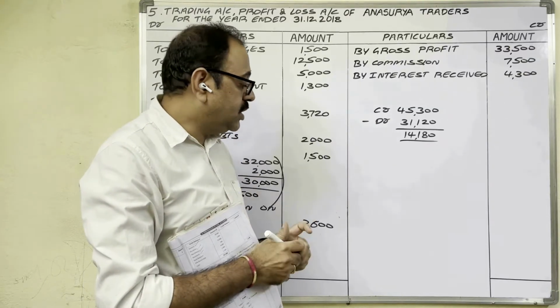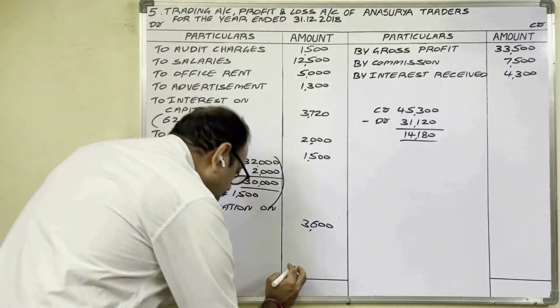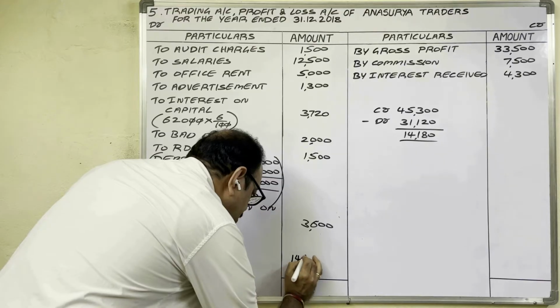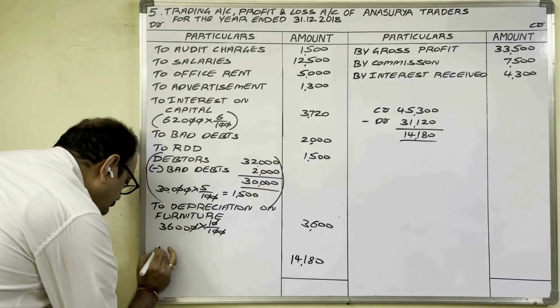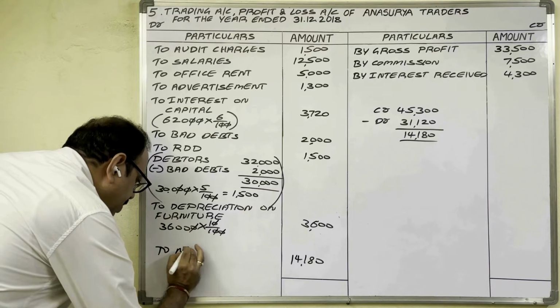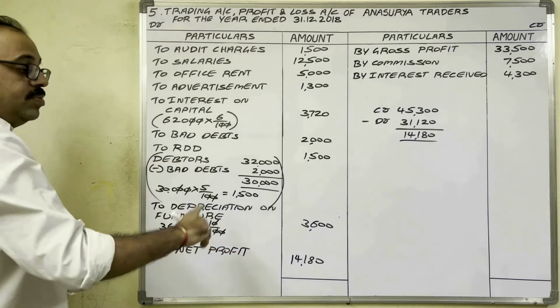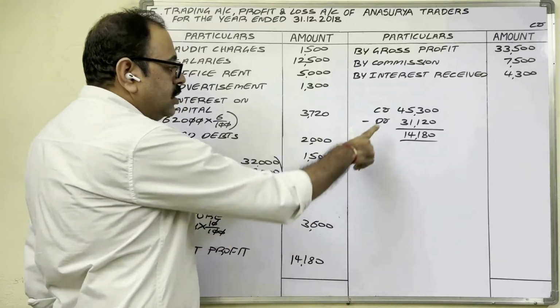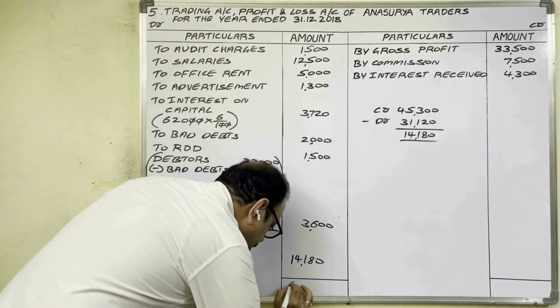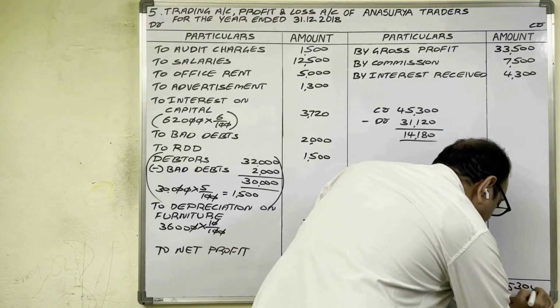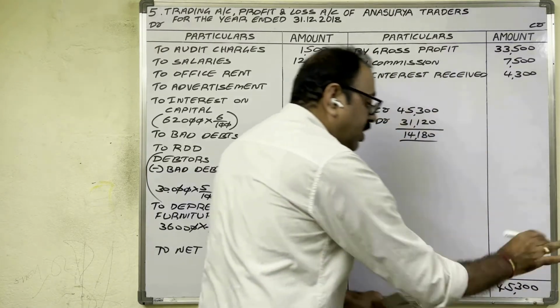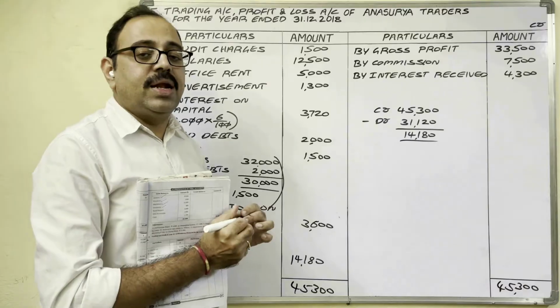Debit side total is less. Therefore, debit side we have to show this answer, 14,180 rupees. For that, in particulars column you have to write to net profit. Put the totals on two sides. Highest total, 45,300 rupees. Profit and loss account is completed. Close the table. Then go for balance sheet.